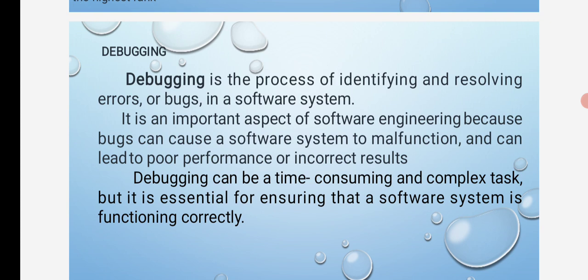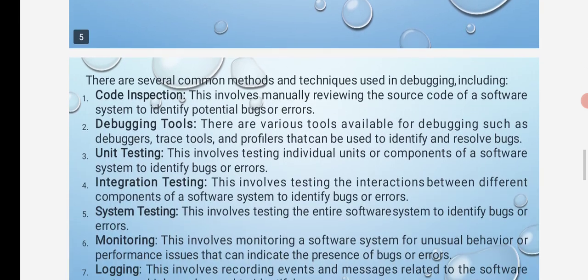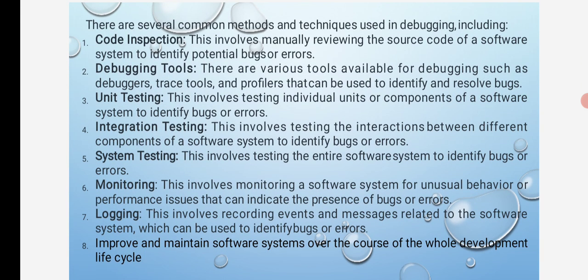Debugging is the process of identifying and resolving errors or bugs in a software system. It is an important aspect of software engineering because bugs can cause a software system to malfunction and can lead to poor performance or incorrect results. Debugging can be a time-consuming and complex task, but it is essential for ensuring that a software system is functioning correctly. There are several common methods and techniques used in debugging.